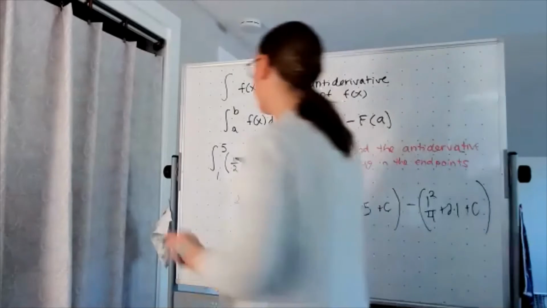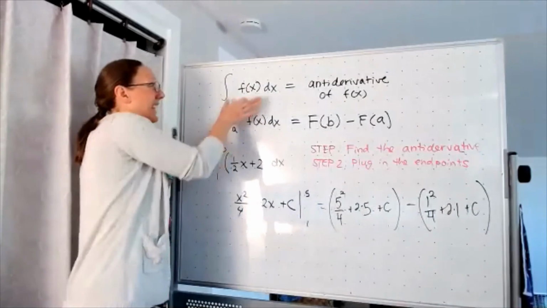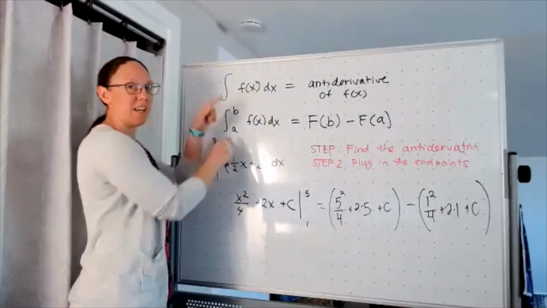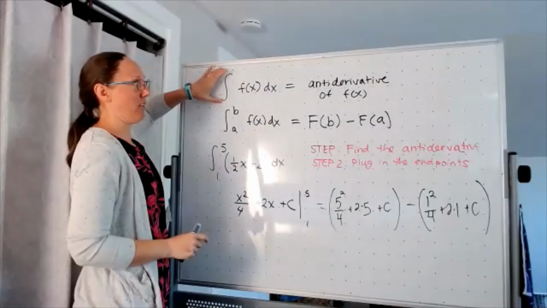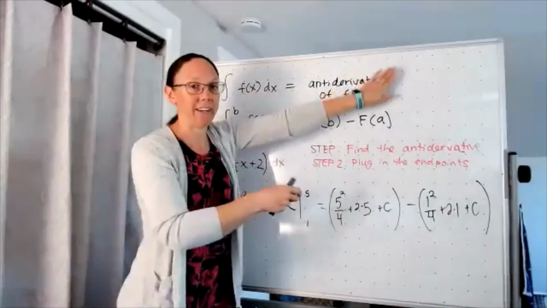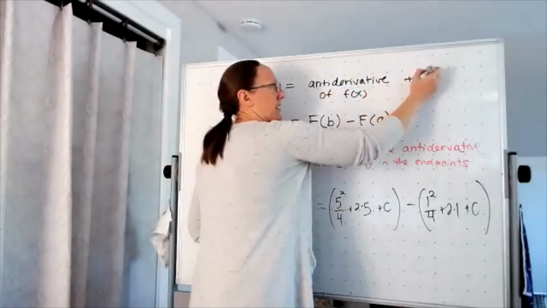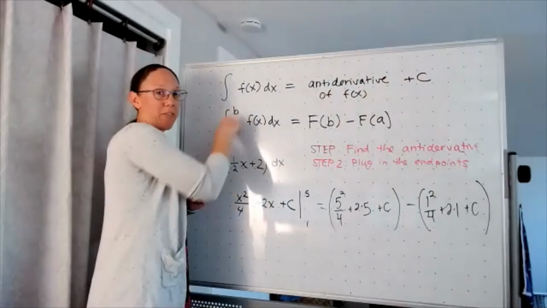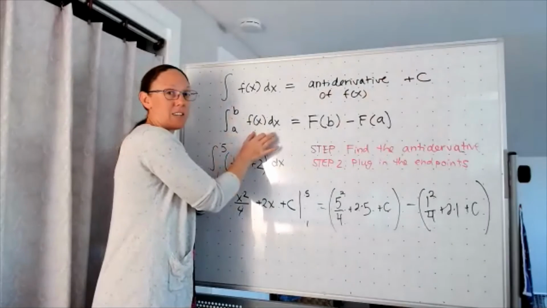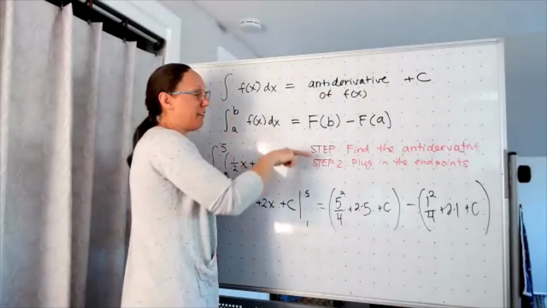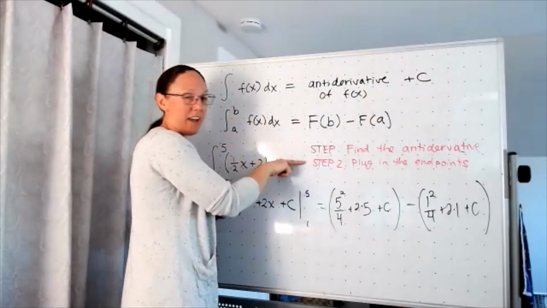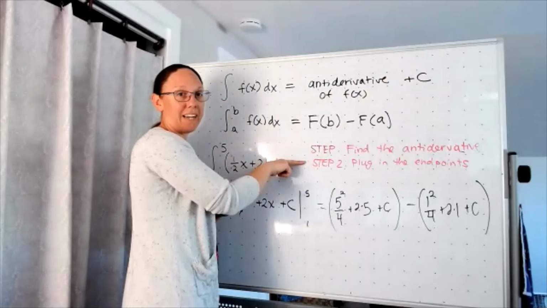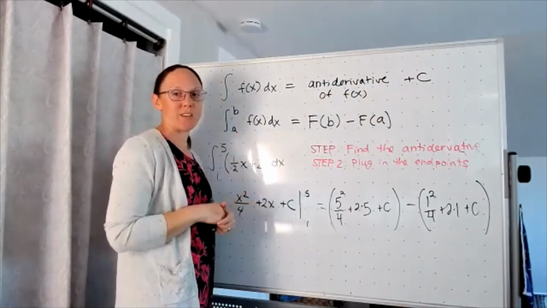So the thing to remember is that if I have an indefinite integral, that's what we call it when we don't have bounds, then your answer is going to be the antiderivative of f of x plus c. But when we have a definite integral and we have bounds, then my answer is going to be this two-step process: find the antiderivative and then plug in the endpoints. And I promise we will get more practice with this on Monday.